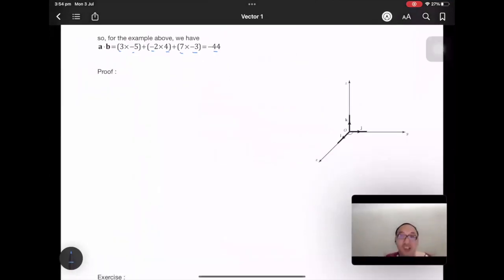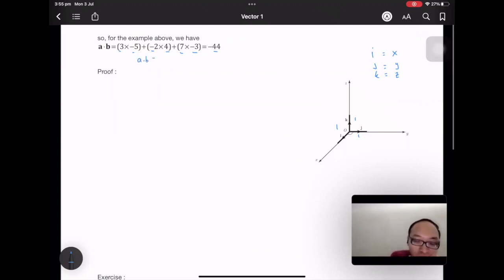First, we have to know what i, j, and k are. i, j, and k are unit vectors in the Cartesian diagram. This is the x direction, this is the y direction, and k is the z direction. So the length is 1 unit, because they are unit vectors. i is the unit vector of the x direction, j the unit vector of the y direction, and k the unit vector of the z direction. So how do you prove A dot B?